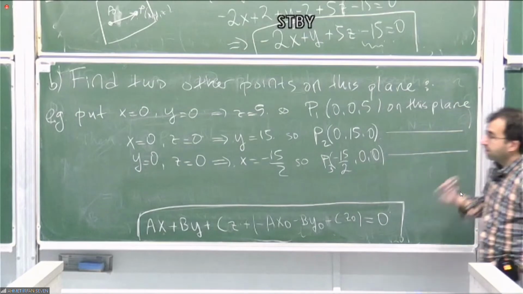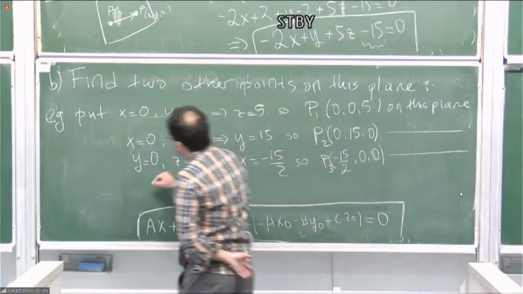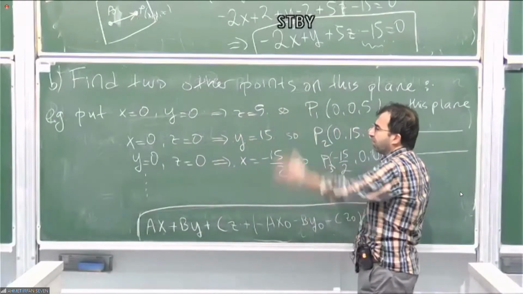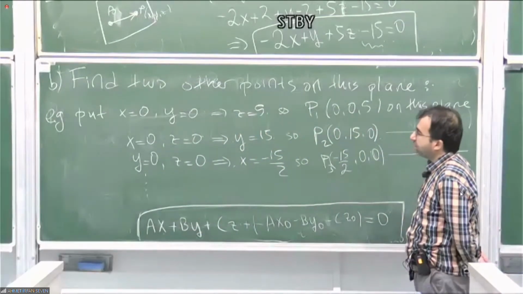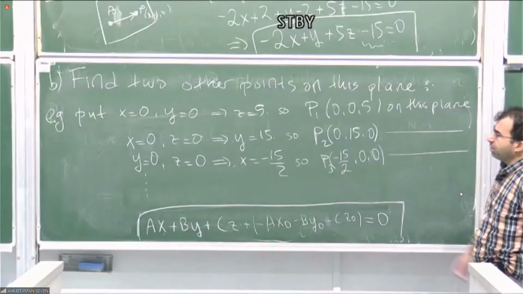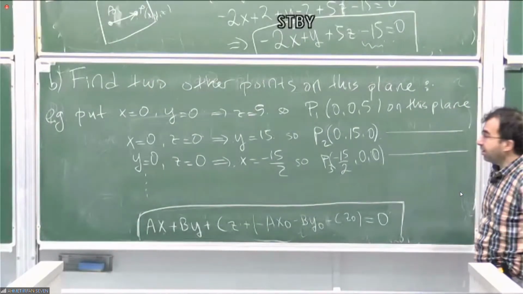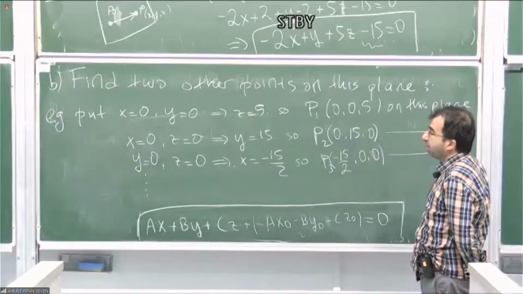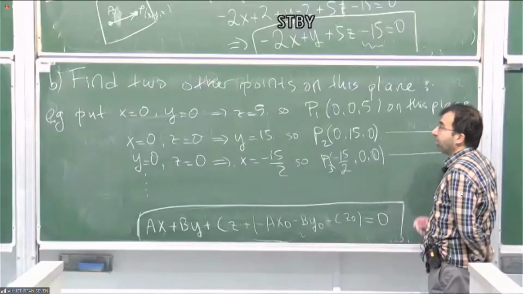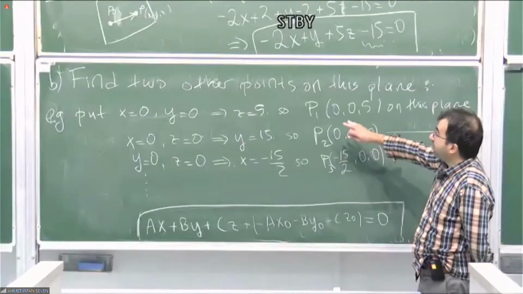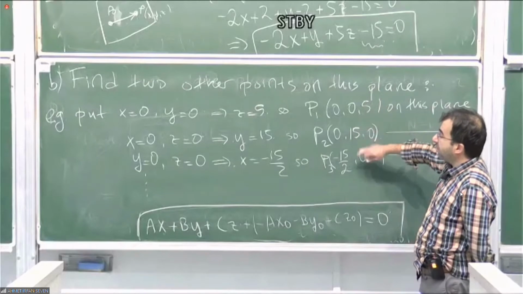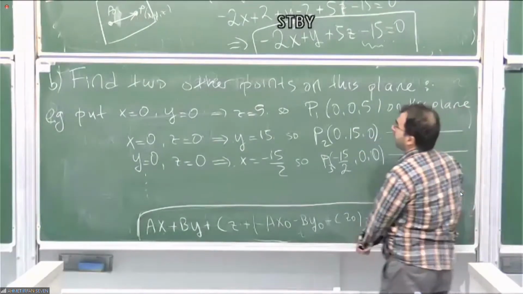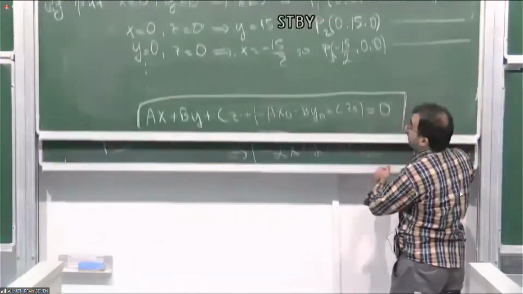And we may continue. You can put any number you like. You can put x equals 3, y equals 5, z equals minus 95. Then you will get a point on this plane. So this way you can get many points on this plane. However, you see these points that I have computed here will have some specialty. So these points will be special points.